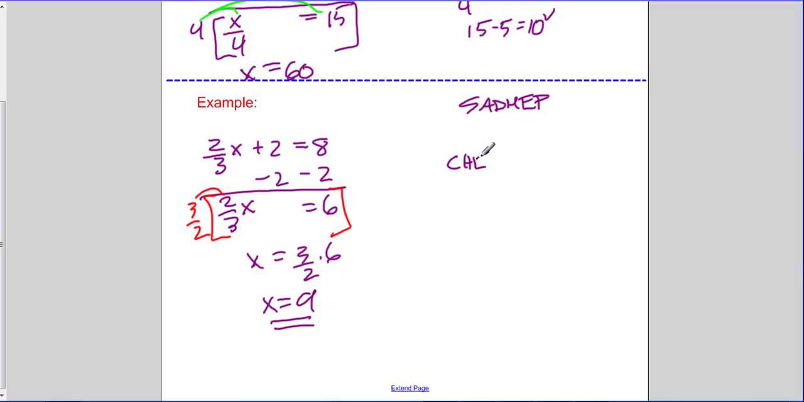Then finally, to check my answer, I take 2/3 times 9 plus 2 equals 8. Well, 2 times 9 is 18, divided by 3 is 6, and 6 plus 2 equals 8, so this checks out. And this concludes the video.